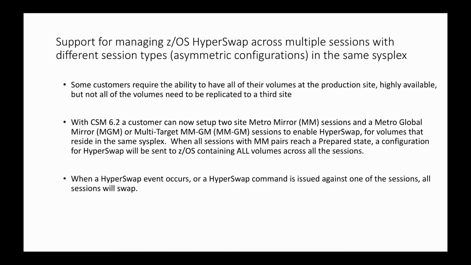So for example, a regular Metro Mirror 2-volume session and a 3-site session, Metro Global Mirror multi-target MGM session, and set them up so that they're tied together, and thus when both sessions are ready to enable HyperSwap, we load the configuration for the MM pairs of both those sessions into z/OS. So now you have multiple sessions. They have different configurations. One's a 2-site, one's a 3-site, but both have HyperSwap capable pairs within that same sysplex.